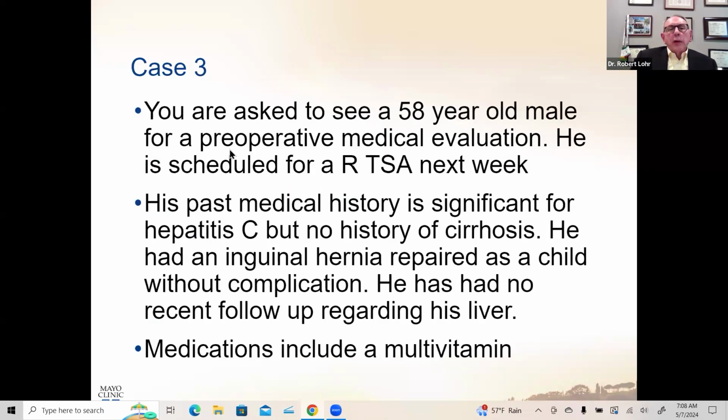Okay, our third case, a 58-year-old male for a preoperative evaluation. He's going to have a right TSA. Now, he's not going to the airport to fly anywhere. This is a total shoulder arthroplasty next week.